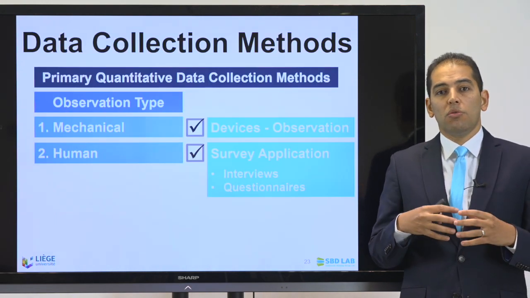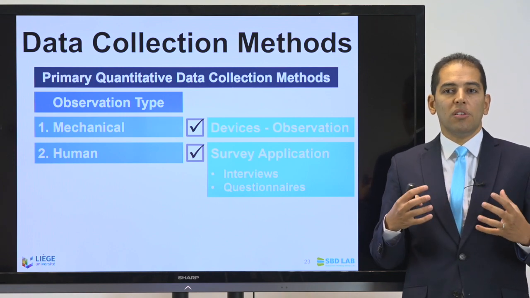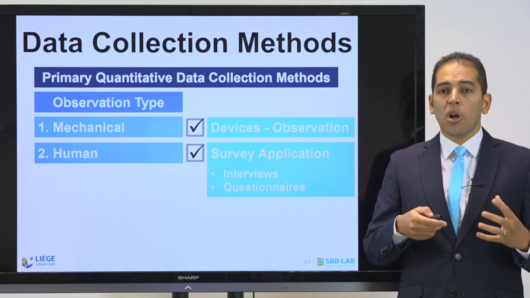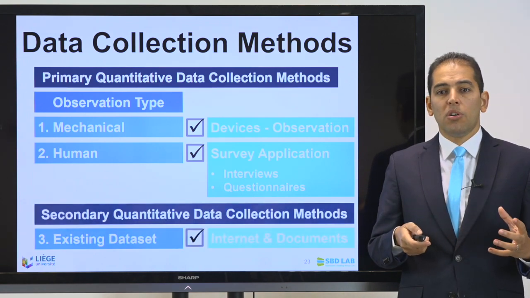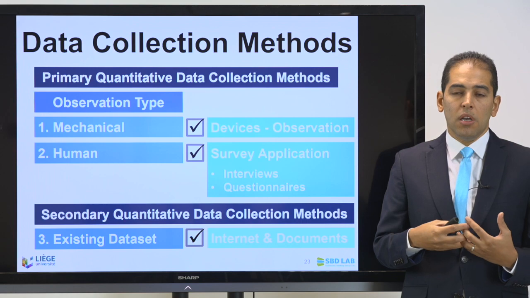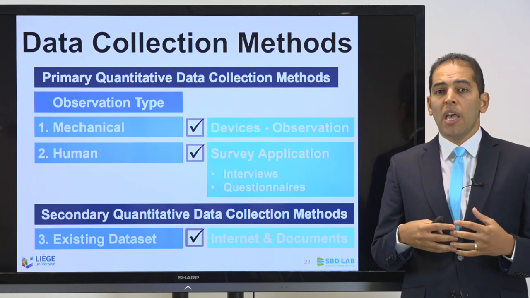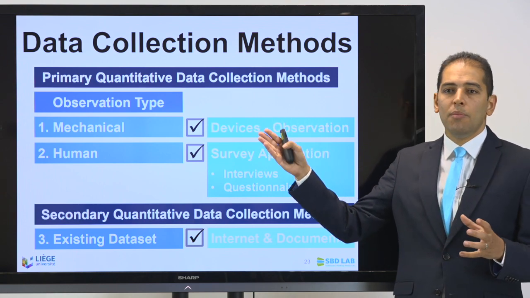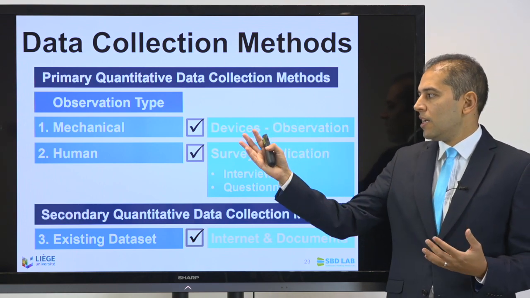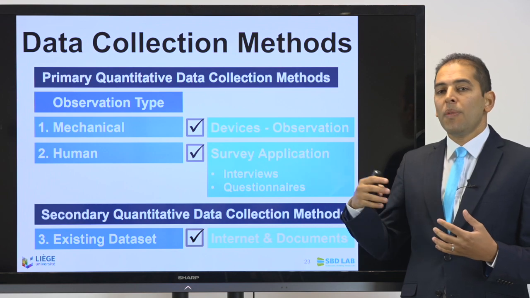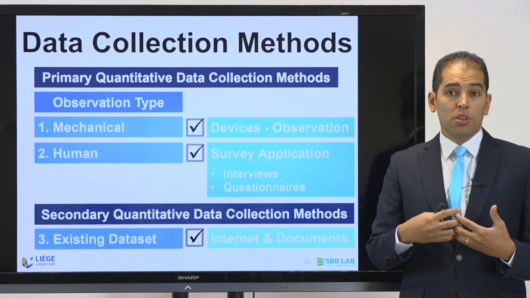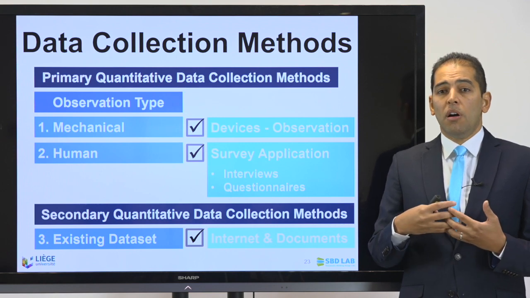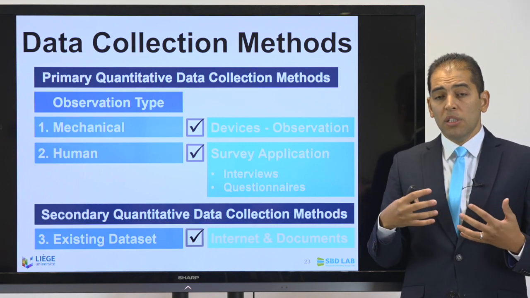First of all, just to remind you and refresh your memory, I need first to distinguish if I'm working on primary quantitative data collection methods or on secondary quantitative data collection methods. If I'm working on primary quantitative data collection methods, as you can see, then I'm either doing observations through mechanical approaches using devices and technology, or I'm doing it through humans. So I'm using surveys with questionnaires that are conducted, or through interviews.